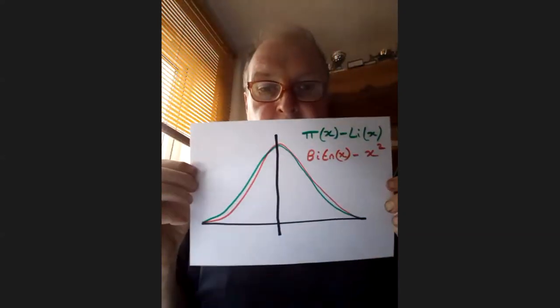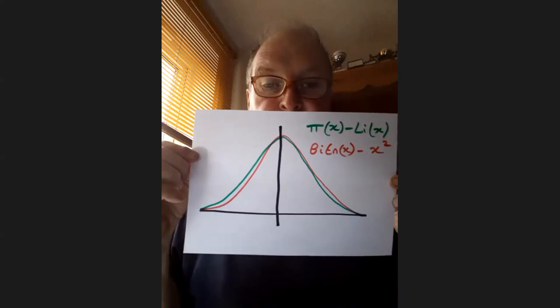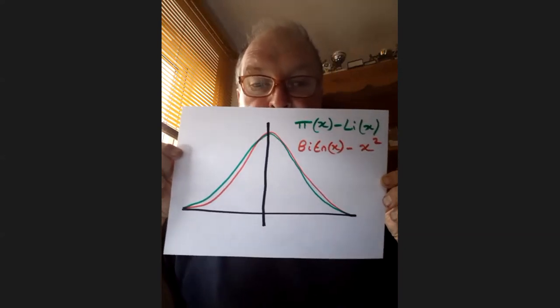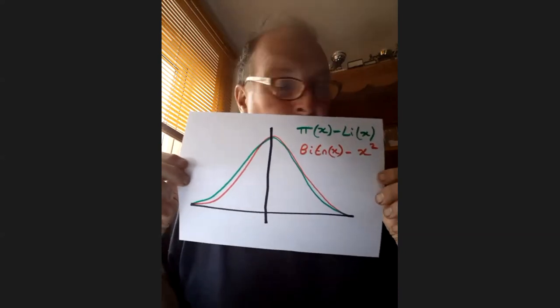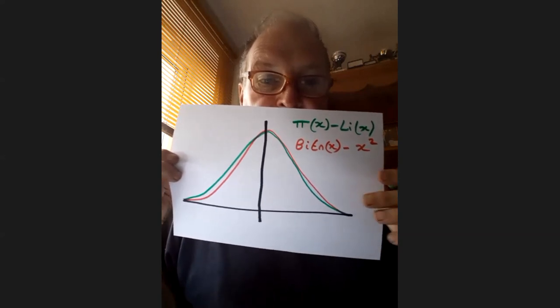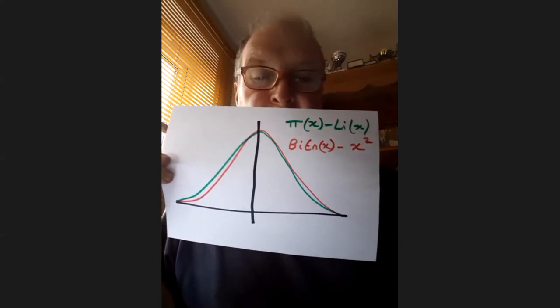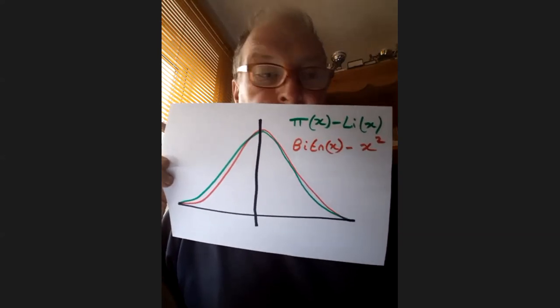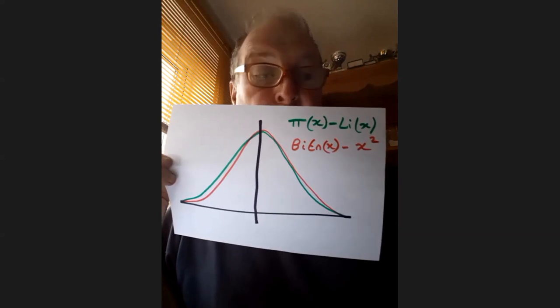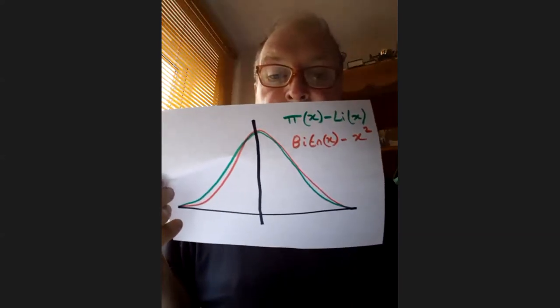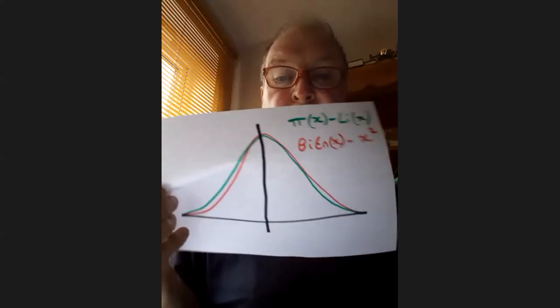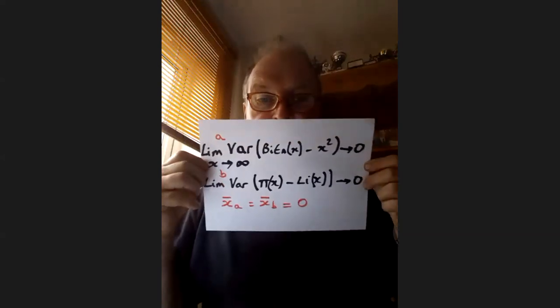So just to remind you that the error between the natural and logarithmic prime density and the bi-entropic and quadratic prime density are constant and normal. That's because the quadratic curve is a central measure and the natural logarithm is a proven central measure. We know that in computing the X bar and the differences to compute the variances of these various terms, we can say this.